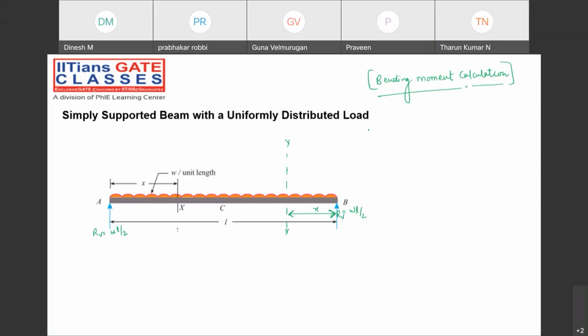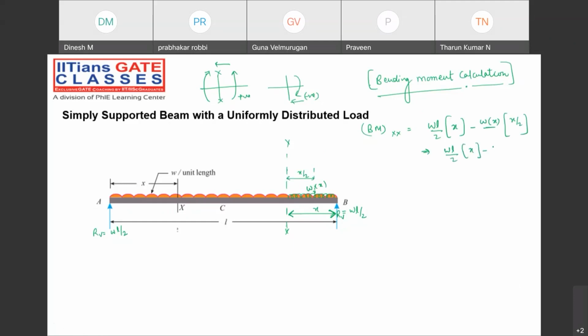Now, try to understand what is the bending moment at a particular cross section XX. Can I say WL by 2 into X, if you follow the sign convention, my dear friend? Like this, positive. And when you follow the sign convention like this, it is negative. Check it out, all of you. So WL by 2 into X, minus this loading condition. This loading condition provides a total load of magnitude W into X, acting at a distance of X by 2, and that is negative. So W into X, that is a force value, into the distance X by 2. So WL by 2 into X minus W into X square by 2. That is your bending moment at XX.